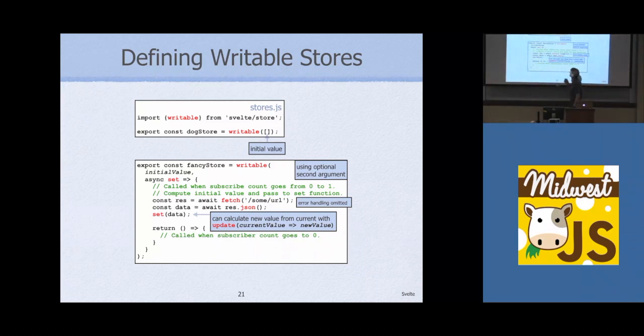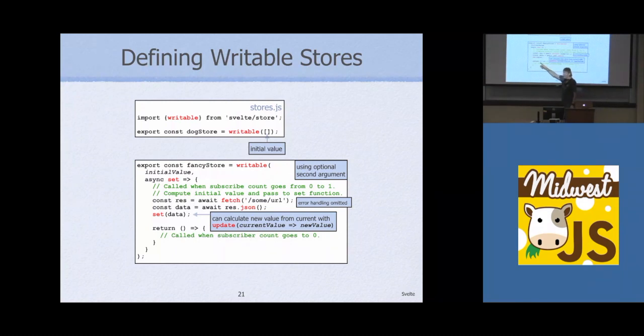Now, it doesn't have to be async, but in this example, I want to show that I could use the fetch API to call a REST service and get some data back and get the JSON version of that. And then I'm passed a set function, and I just call set and give it the data I got back from the REST service. And so now any other component that is subscribed to this store will get notified that there's new data, and they can use that.